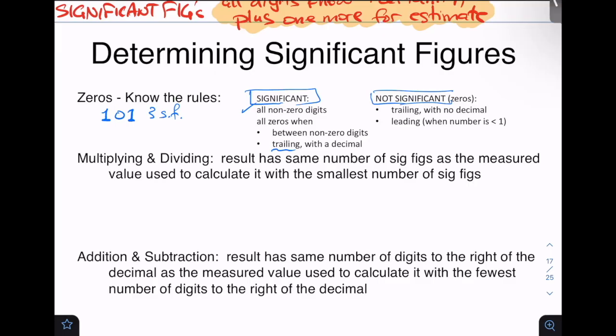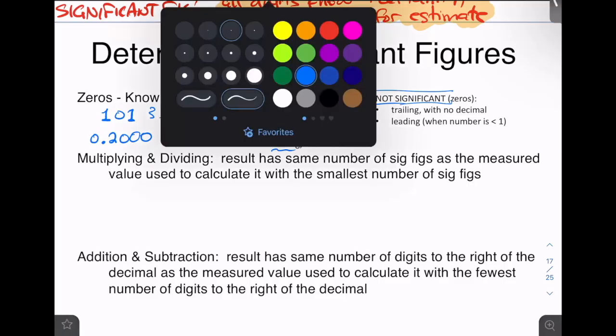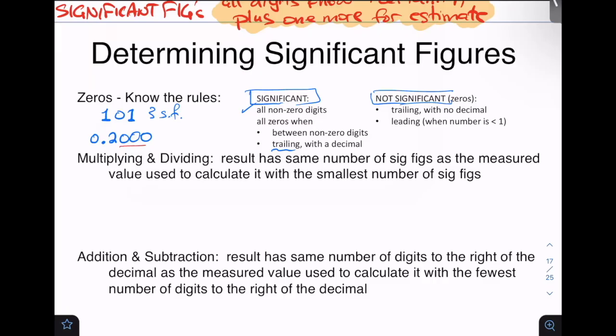A trailing zero is something like this. If I gave you 0.2000, how many significant digits do you think are in that number? How many think it's 3? How many think it's 1? How many think it's 5? How many think it's 4? It is 4, all right? The trick is with the zeros. The zeros that are trailing these, because there's a decimal point there, these zeros are significant. The one in front, the leading zero, this is not significant.